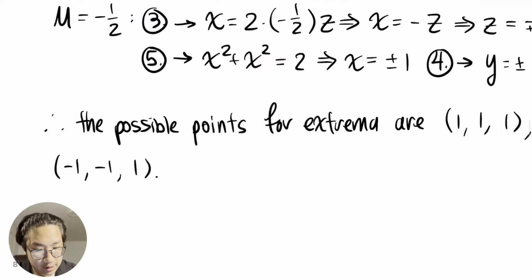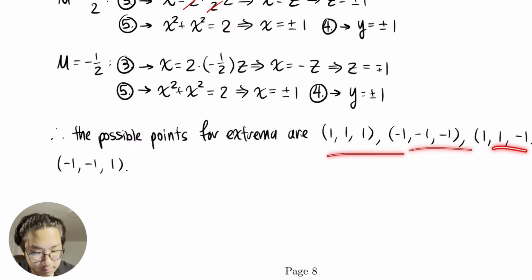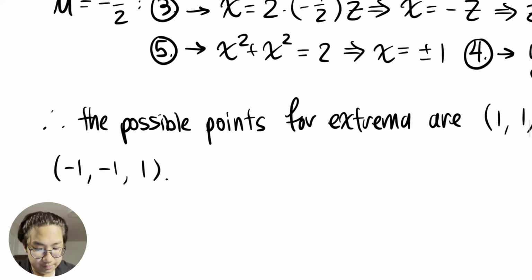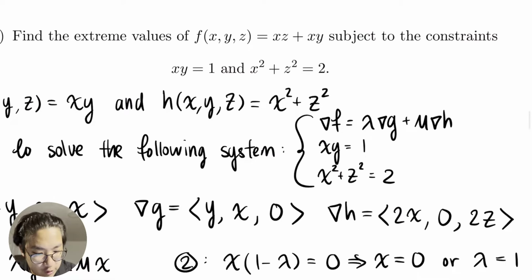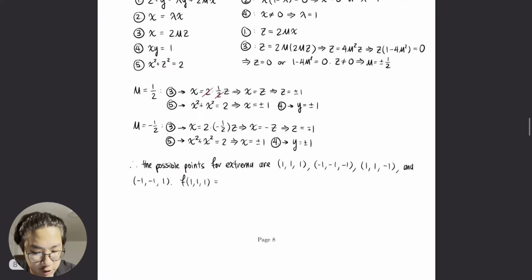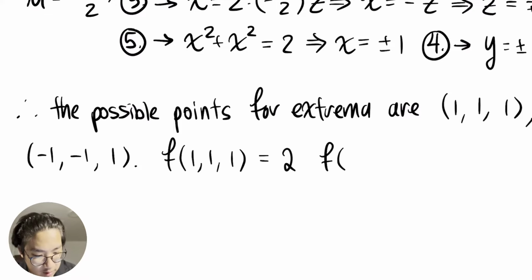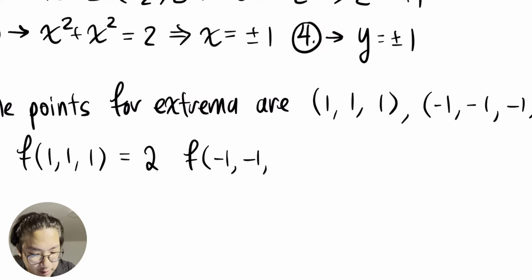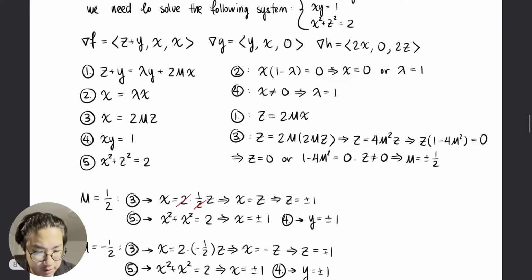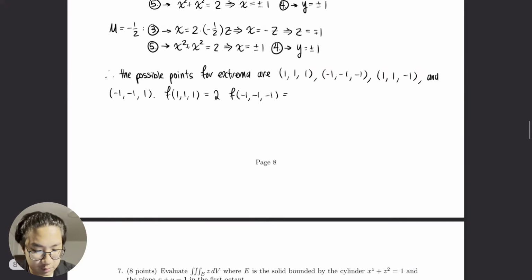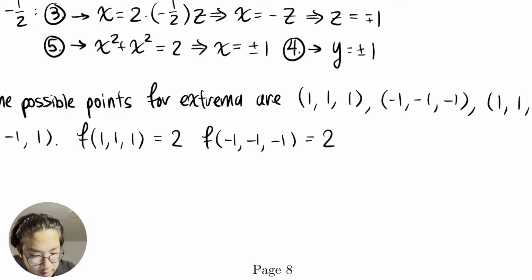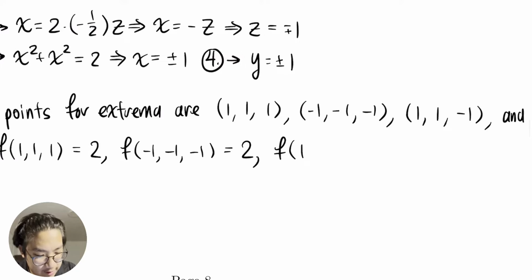From here, we can then evaluate our function f at each of these points, and then we can compare the points. So f of 1, 1, 1. If we just plug it into this equation right over here, it just becomes 1 plus 1, which is 2. And then we also have f of -1, -1, -1, which should also be 2, I believe. You have -1 times -1 plus -1 times -1, so it's again 1 plus 1. And then f of 1, 1, -1.